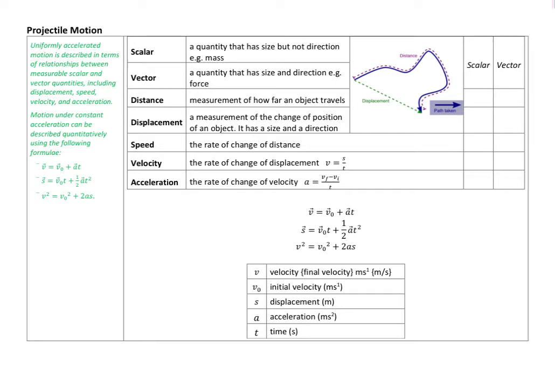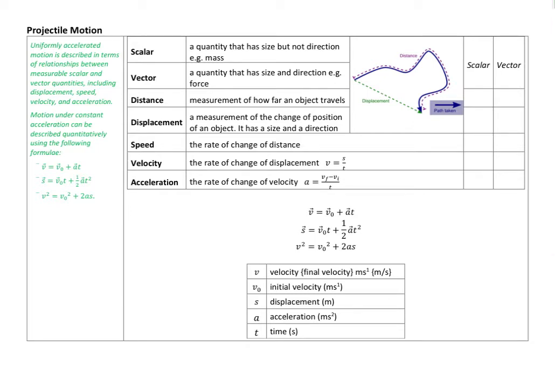And acceleration is the rate of change of velocity. So again, velocity was our displacement divided by time, how quickly or slowly that's happening. Acceleration is our change in velocity divided by time. If we have a fast acceleration, we either have a large change in velocity or it happens over a very, very small time, making the acceleration larger. So that is the distance, displacement, speed, velocity, and acceleration.